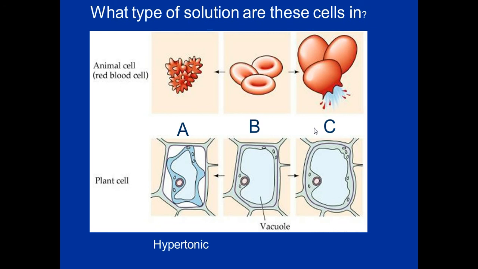A is a hypertonic solution. Remember, there's more salt on the outside, so the water goes out. B is an isotonic solution. Everything is in equilibrium. And C is a hypotonic solution, which is where there's more salt on the inside, causing the water to come in.